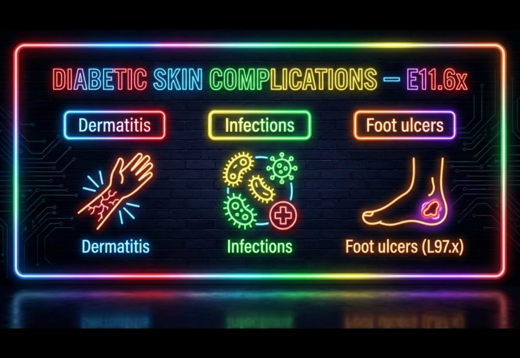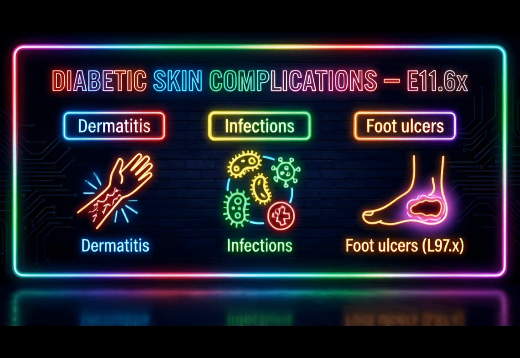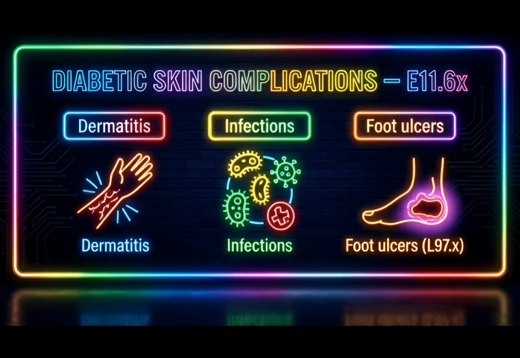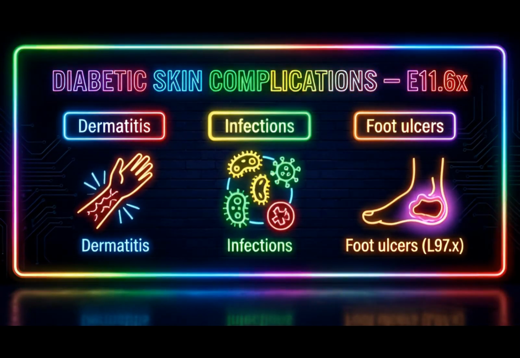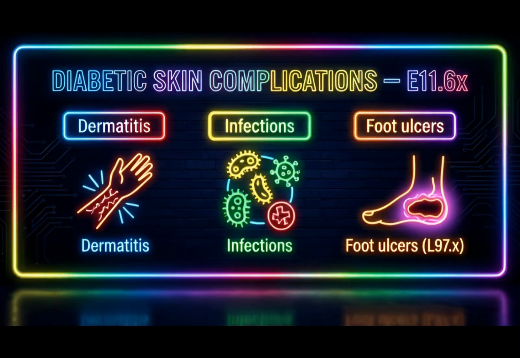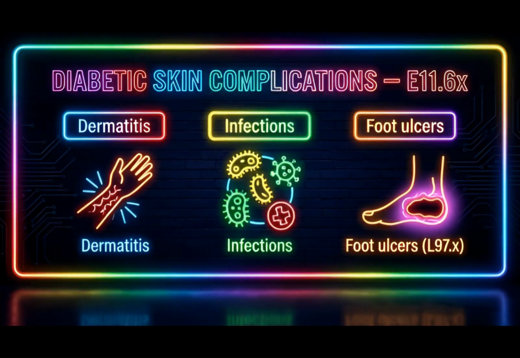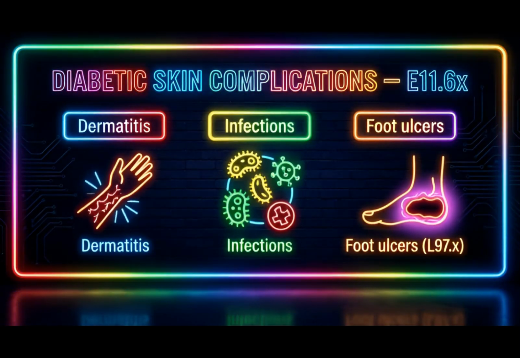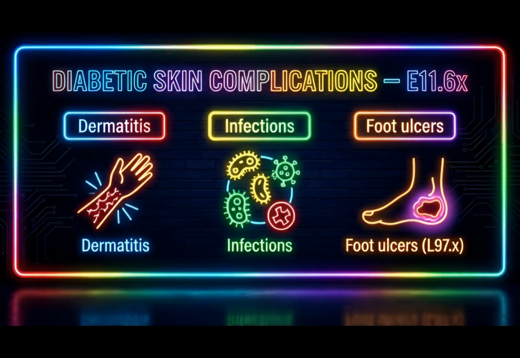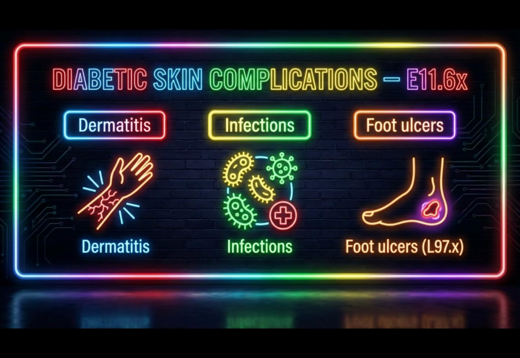Diabetic skin complications, coded under E11.6X. This category includes a wide range of skin conditions caused by diabetes. Dermatitis, inflammation, irritation, and diabetic-related skin changes. Infections, bacterial, fungal, or mixed infections that occur more easily in diabetes. And foot ulcers, requiring additional coding using L97.X to identify the ulcer's site and severity. E11.6X, your complete code range for diabetes-related skin complications.